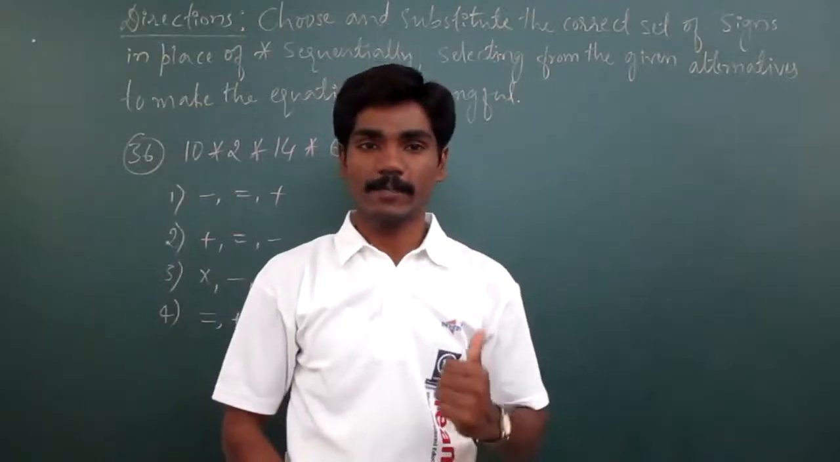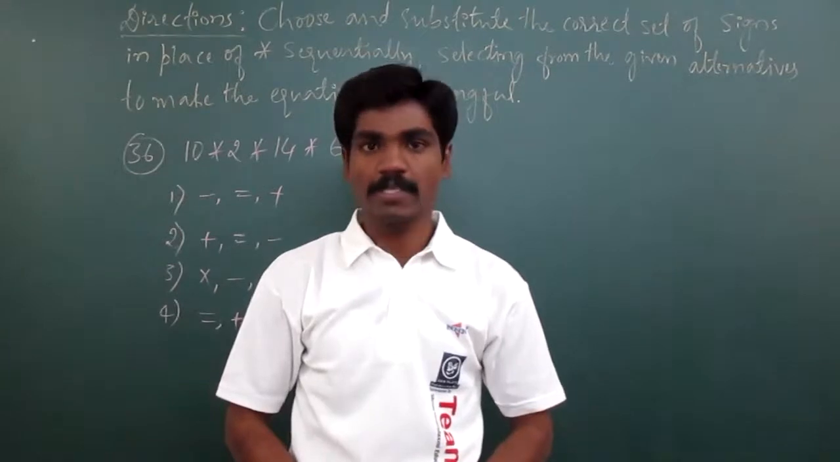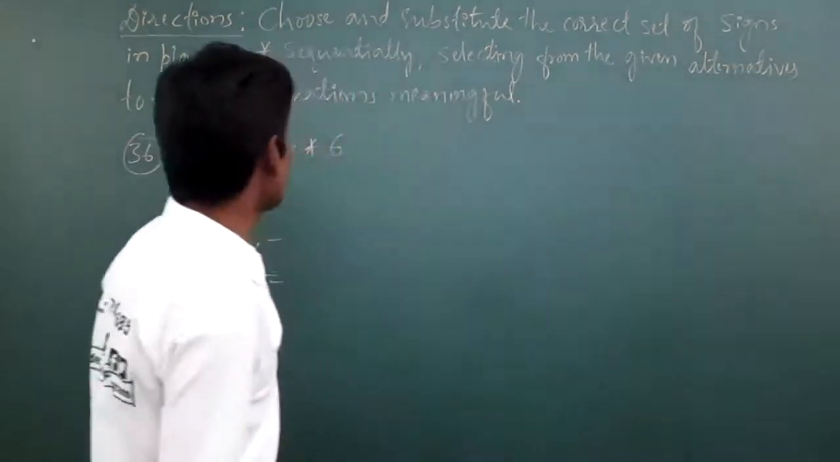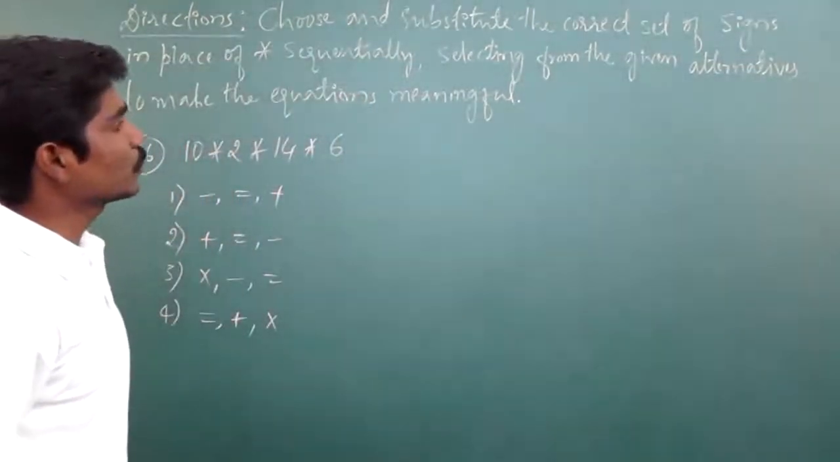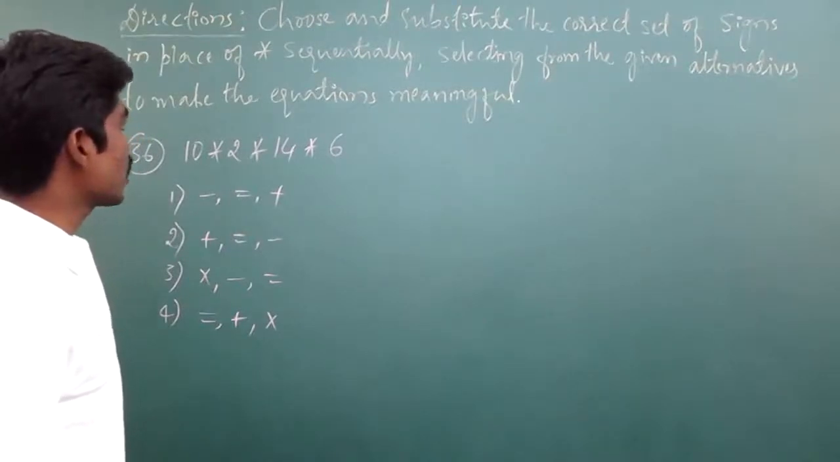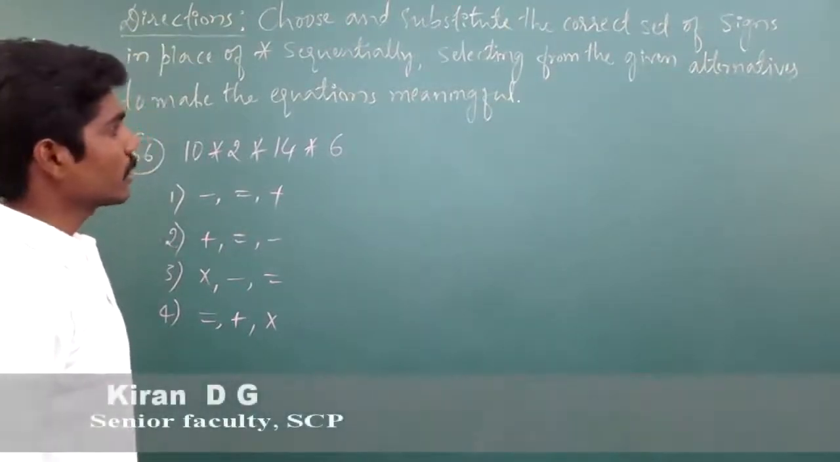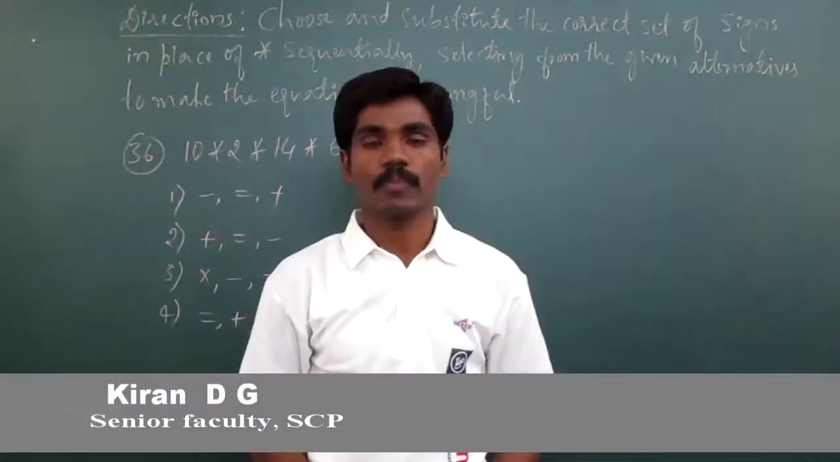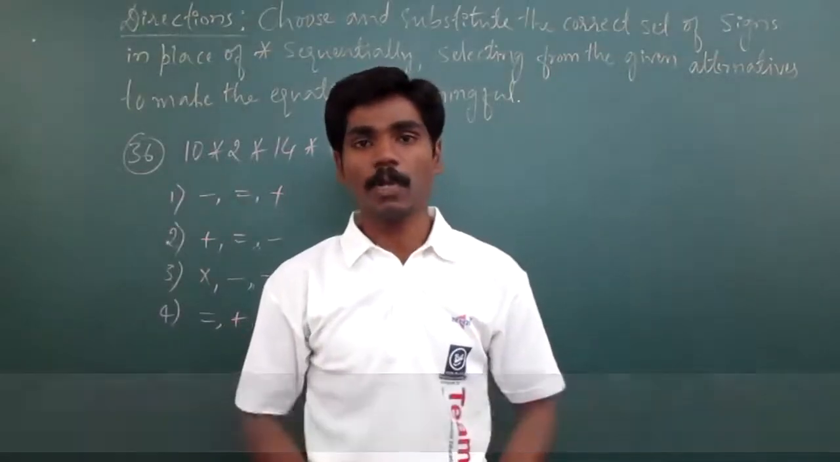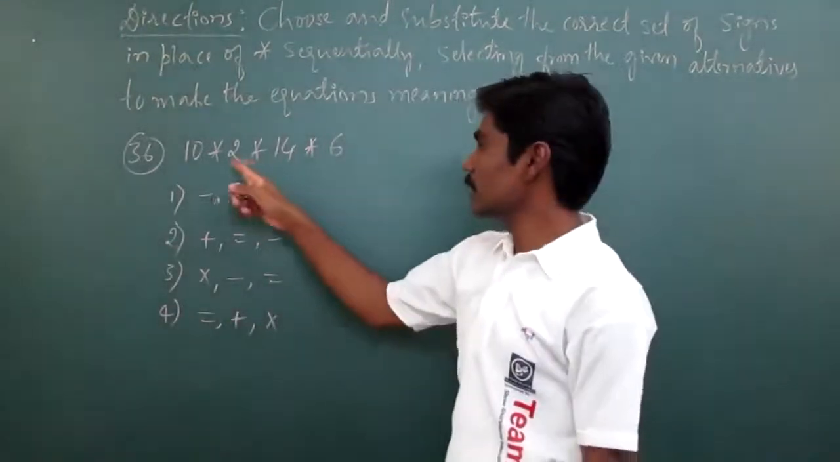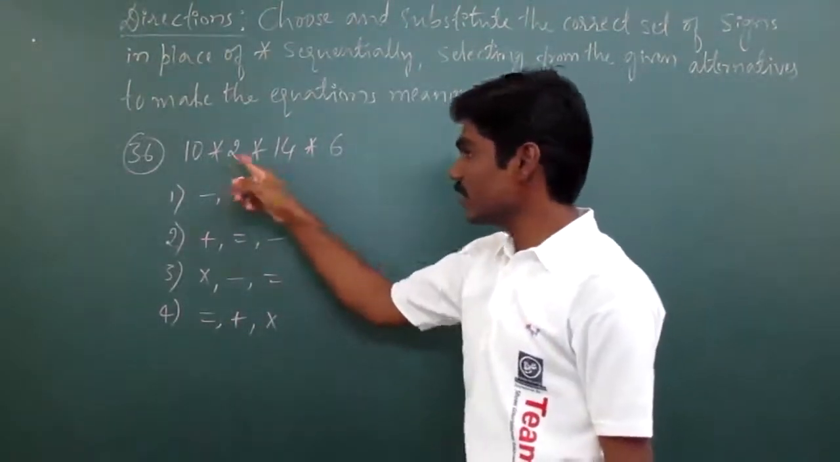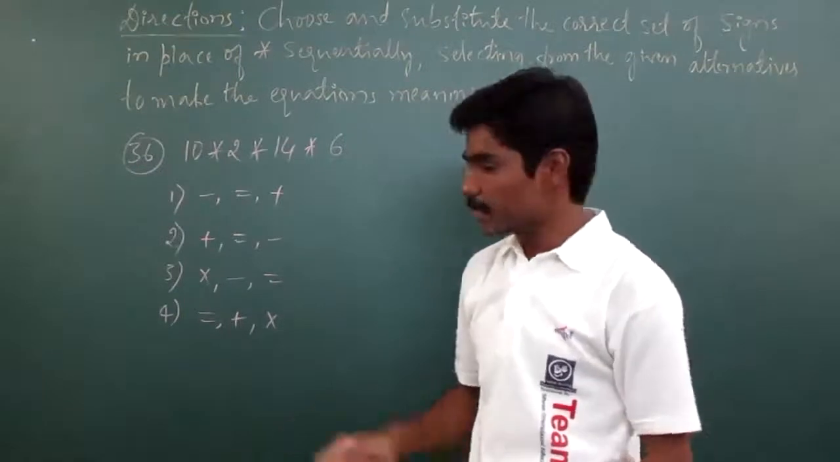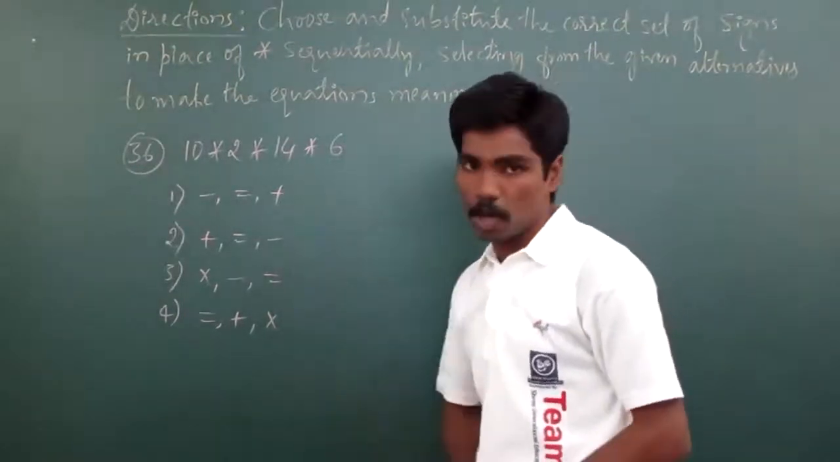Well friends, here is the next problem. Now before going to the problem, let me see the given direction. The given direction is choose and substitute the correct set of signs in place of stars sequentially, selecting from the given alternatives to make the equations meaningful. That means in these types of problems, the question will be given with some stars and these stars should be replaced by some set of signs given in the option.